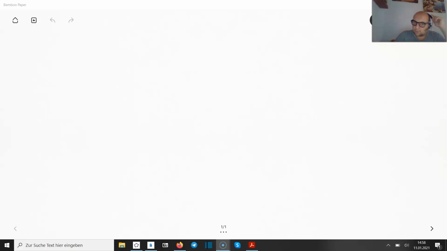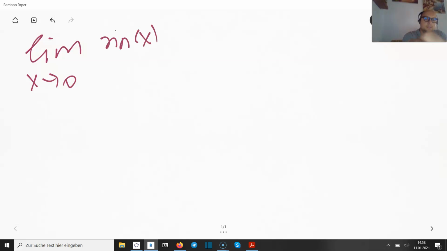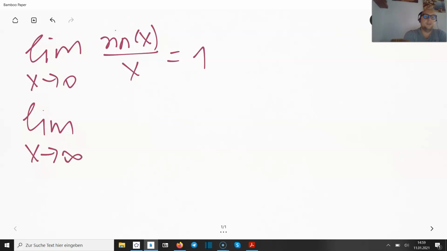Hello guys, let's do some more computation with sine and x in the denominator. So if we're talking about the limit as x towards 0 of sine of x divided over x, you remember we proved it's equal to 1. So what is happening if we have the limit as x towards infinity of sine of x divided by x?